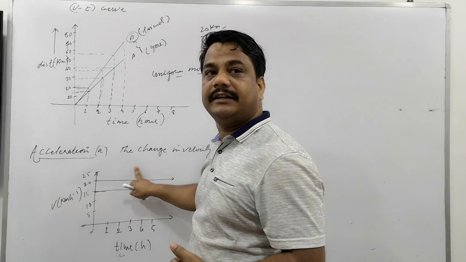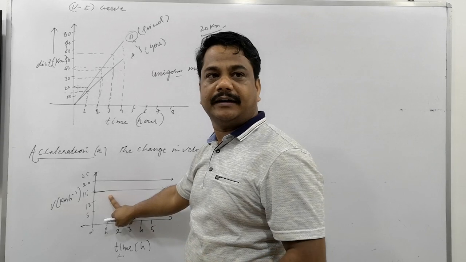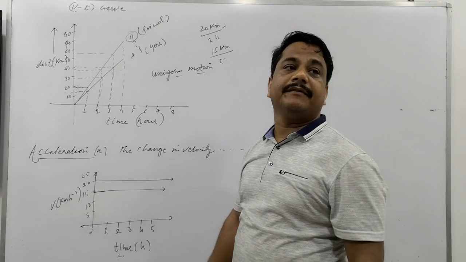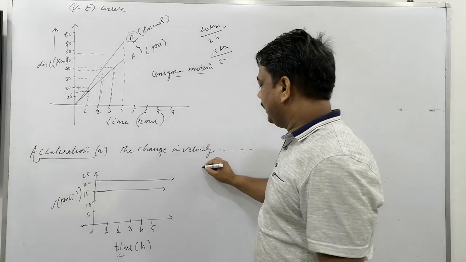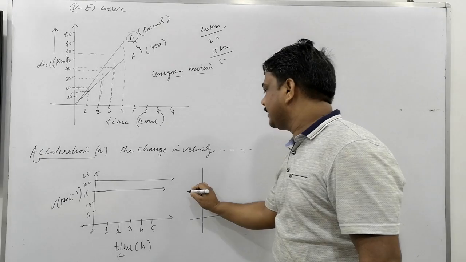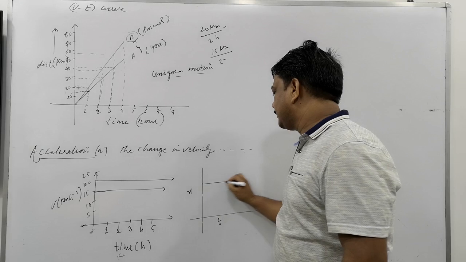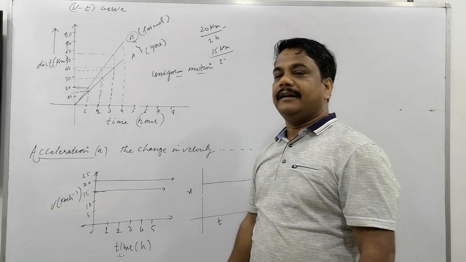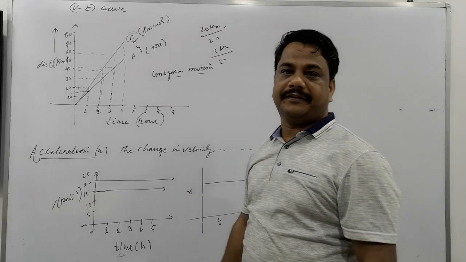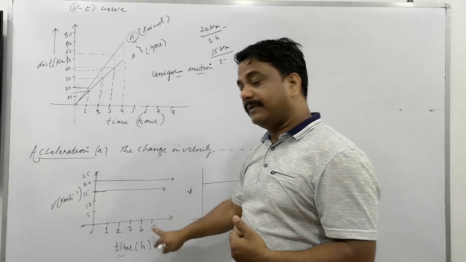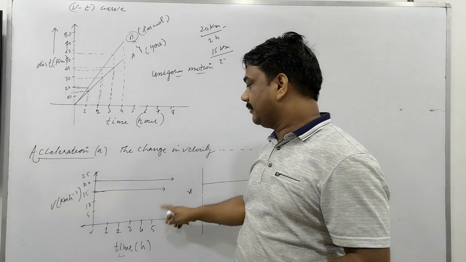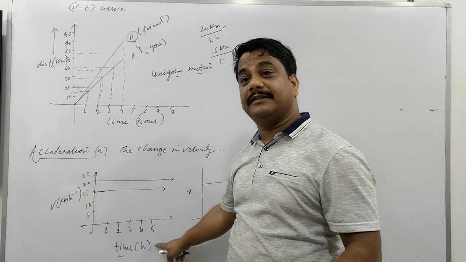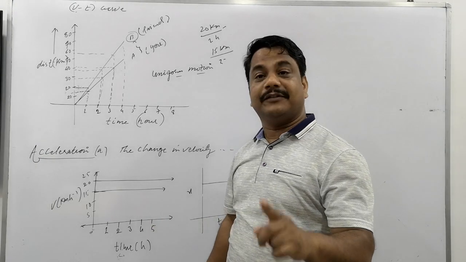It's traveling with 20, it's traveling with 50. Throughout the journey, it is traveling with a constant speed. Is that clear? Yes. So have a look at this please. It's an xt curve, it's a vt curve. If the vt curve is parallel to the time axis, the object is moving with constant velocity.